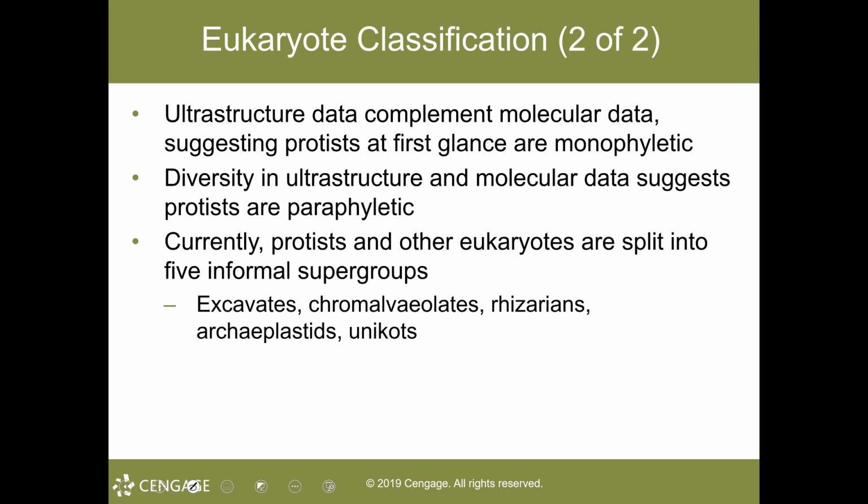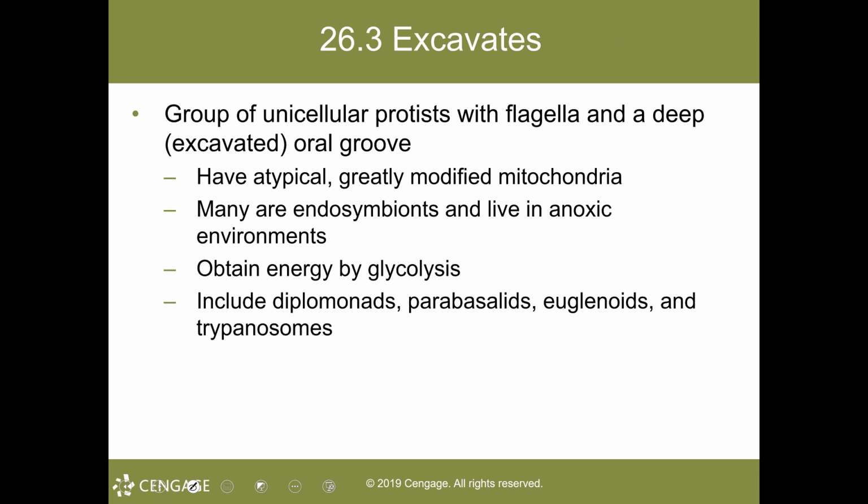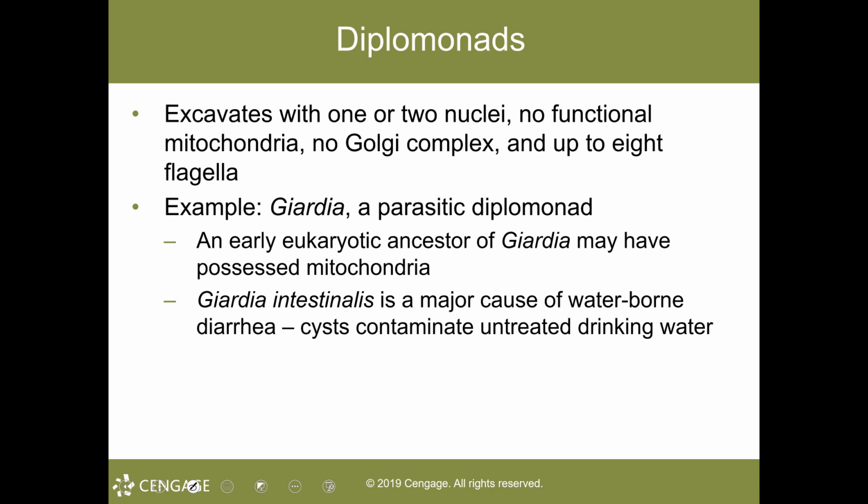So I won't be here, class, a long time because I'm giving you an overview of the diversity of the protists, but we'll take a bit of time to go through this diversity as it is here. So the excavates, class. We'll be here with euglenoids and diplomonads. Here, class, they have flagella with a deep excavated oral groove, and by way of glycolysis, energy is obtained. Hence, we saw the euglenoids, class, and the trypanosomes, class.